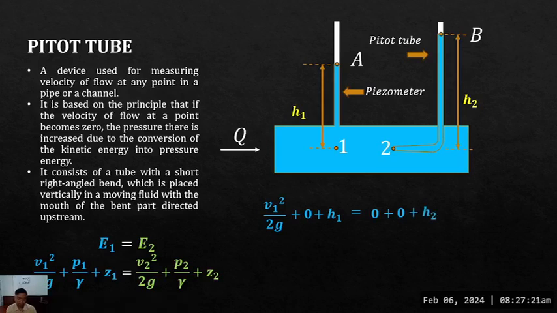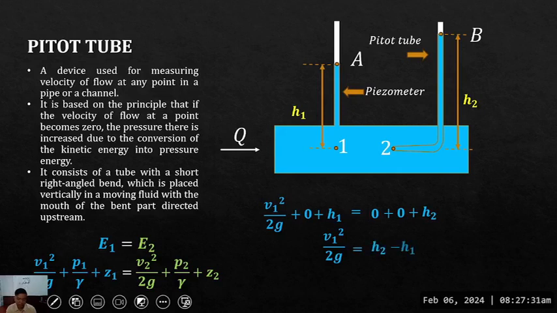Okay? So solving for V1, isolate mo lang yung V1. Ang H1 transpose natin sa right side. So that is going to become H2 minus H1. Then cross-multiply lang natin.